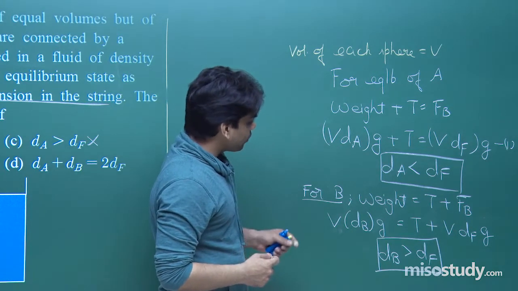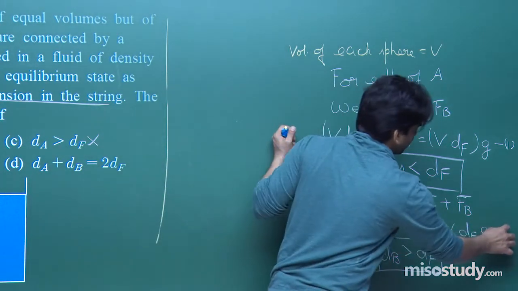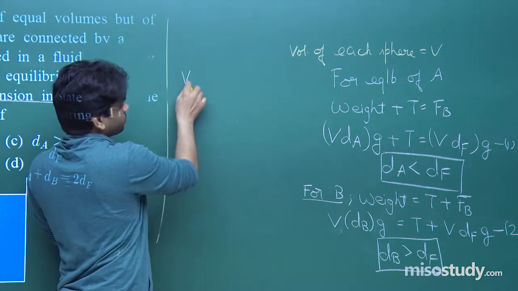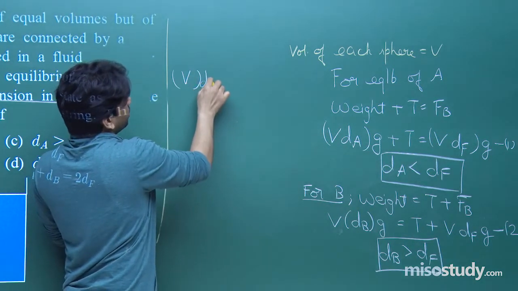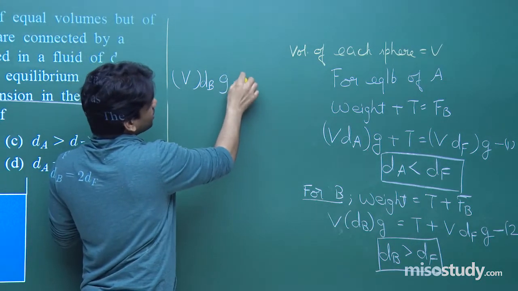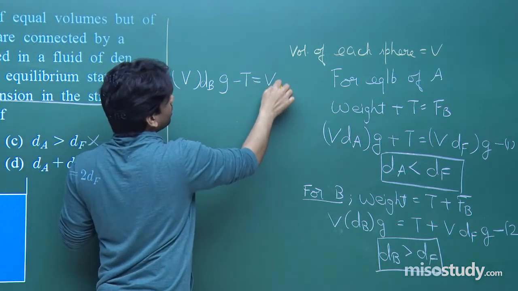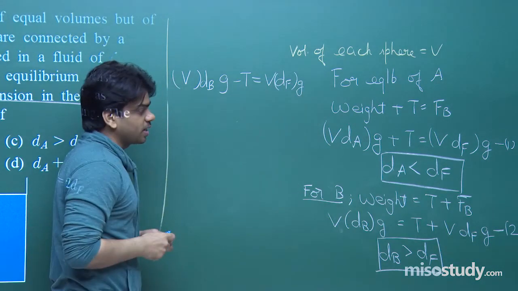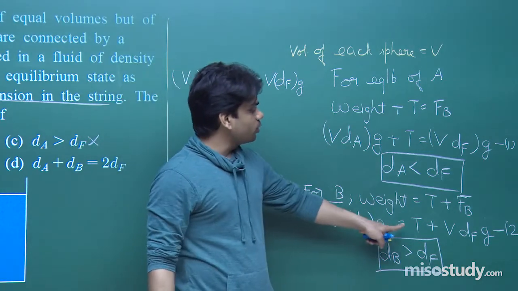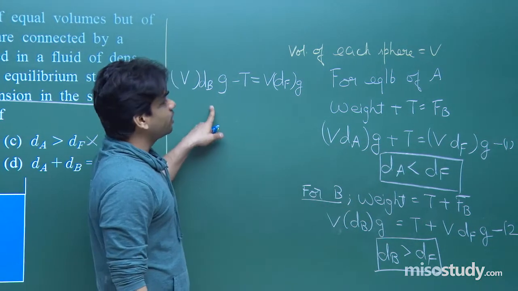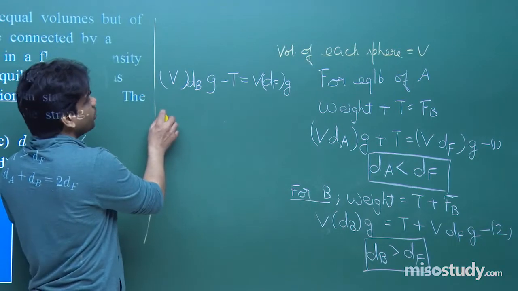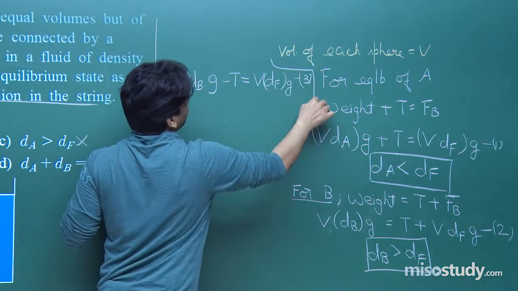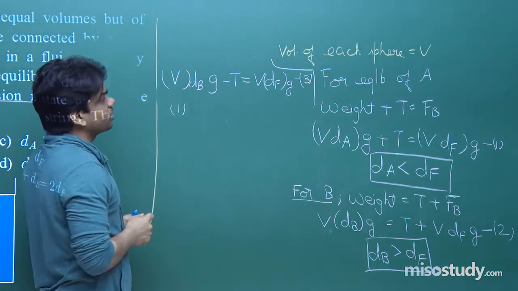Clearly we can do that if I just change equation number 2. If I write VdB G minus T is equal to VdF into G, this we can comment. Next, we have to remove the value of tension. If we add equations 1 and 2, we'll be getting equation number 3. I'm writing equation because it's similar to equation number 2, but then I'm mentioning equation number 3.